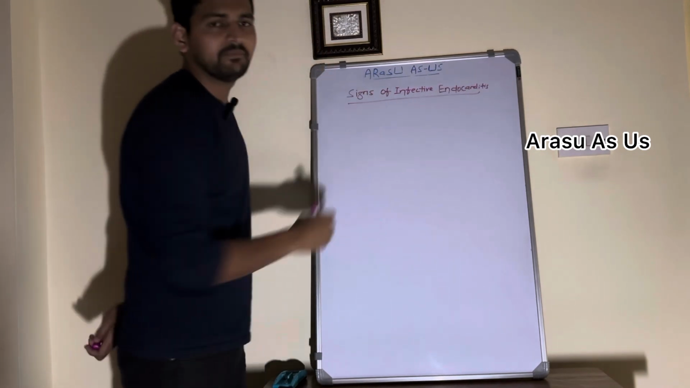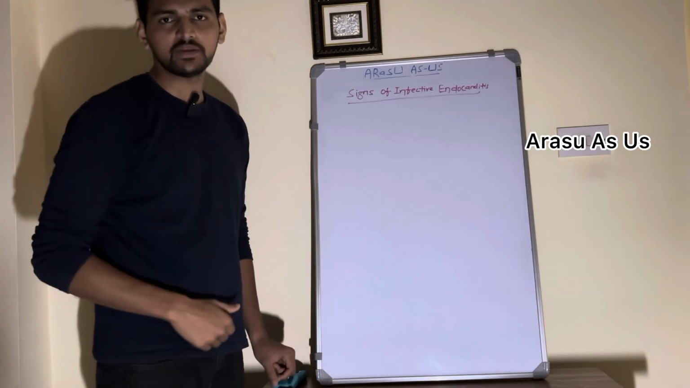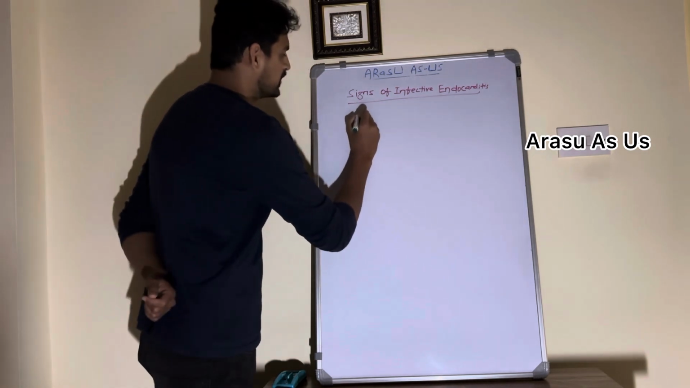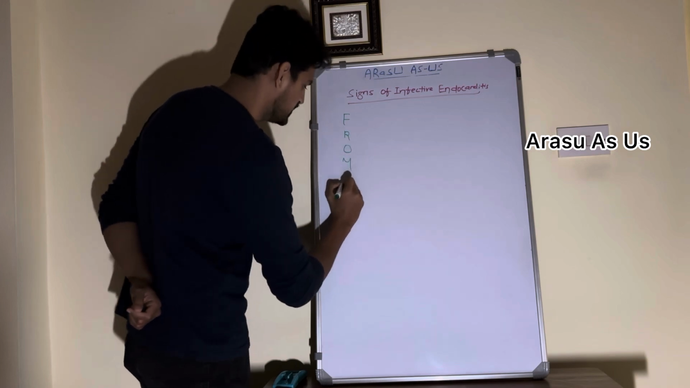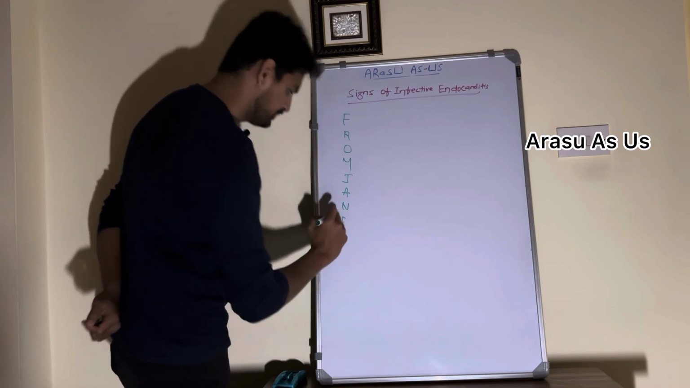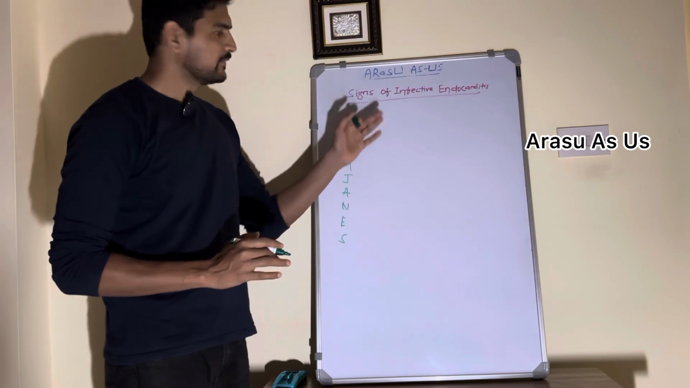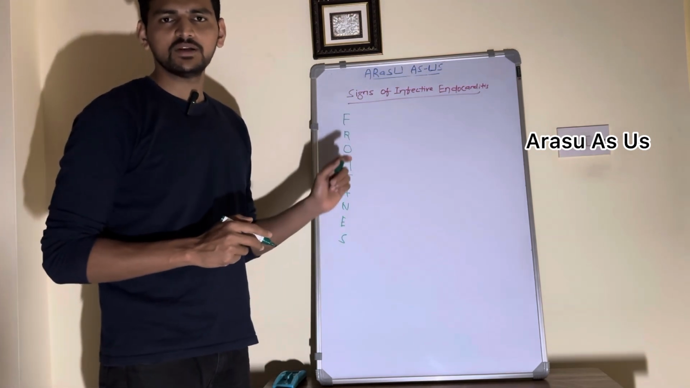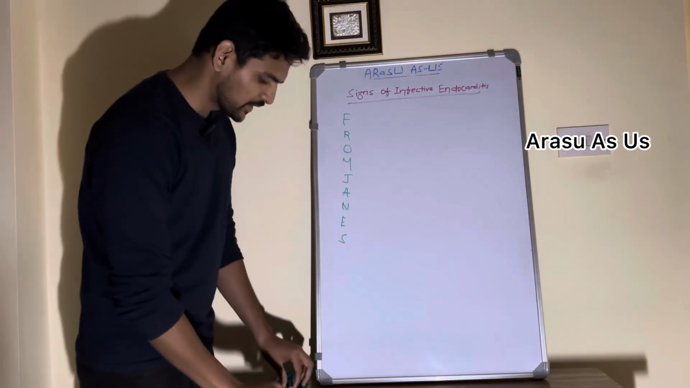Here, to simplify this topic, we will use the famous mnemonic for the features of infective endocarditis. I hope many of you know about that. It is called From Janes. I hope you remember a similar mnemonic for the features of rheumatic fever, that is Jones. Even the criteria for rheumatic fever is named after Jones. Here it will be From Janes. Okay, so we will see what it means.